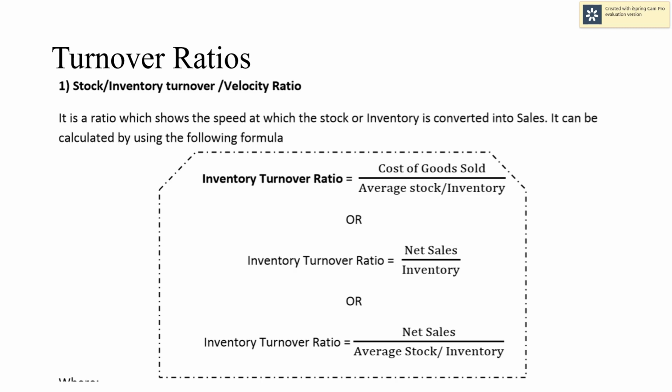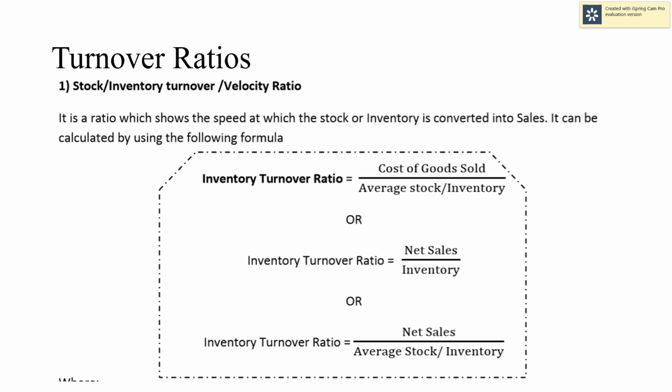To calculate this turnover ratio, we have a formula: cost of goods sold divided by average stock or inventory. Or inventory turnover ratio is equal to net sales divided by inventory, or net sales divided by average stock or inventory. You can use this formula based on the information available in the question. Each question will give you different types of particulars. So based on the particulars in each question, you can choose the appropriate formula.